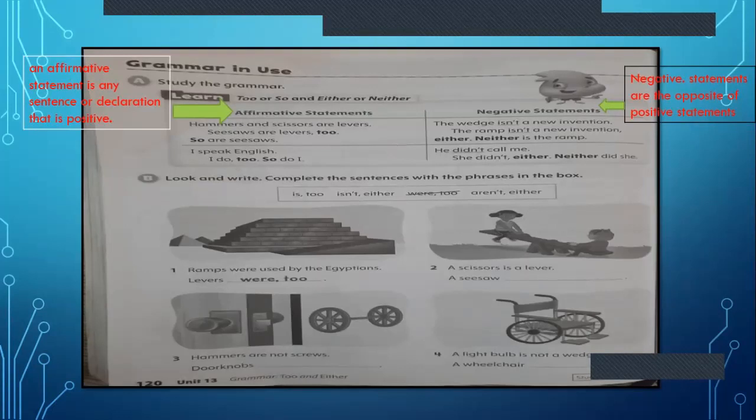Same case with the negative as well. When we use either at the end, like you see, the wedge isn't a new invention. The ramp isn't a new invention either. But when you will be using neither, how will you use neither? The wedge isn't a new invention. Neither is the ramp. Okay? Neither already shows that it's not. Understand, all of you? That's why you will not use isn't. Neither already tells you that it's not. It shows the negativity. So that's why you use neither is the ramp.